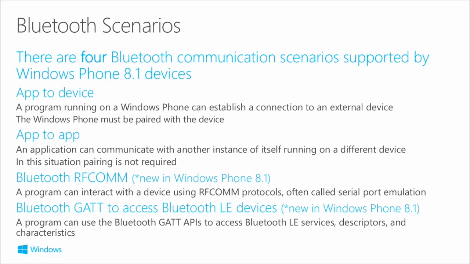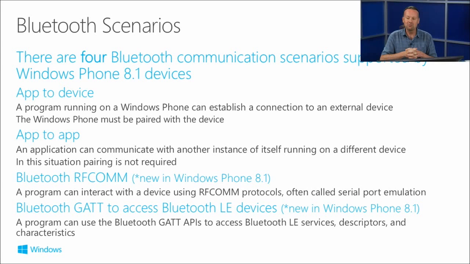Here we've got an external device, some kind of Bluetooth device that has been paired with your phone. The program can enumerate the paired devices and establish a connection to it, so it can interrogate for the services that device offers, connect to that service, and then communicate directly with that device. There's app to app as well, where an application can communicate with another instance of itself running on a different device. The same app is installed on 2 devices, and one device can start searching for itself running on a nearby device.